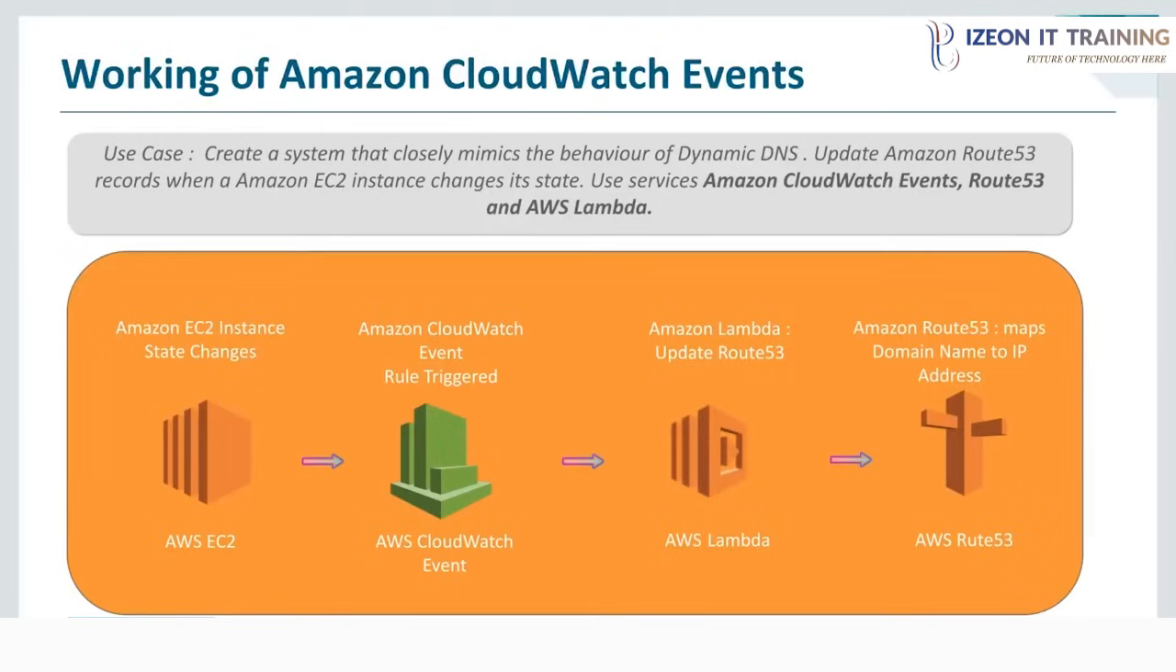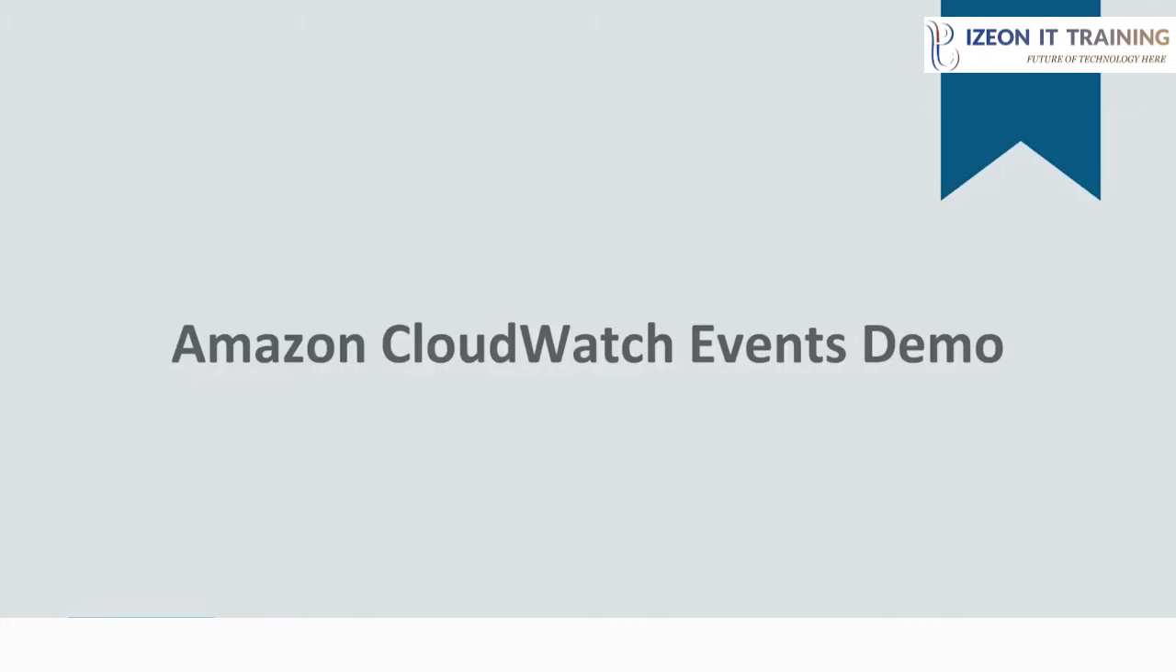So let's say you have an EC2 instance and you have terminated the instance. So Amazon CloudWatch events become aware of this and it triggers a Lambda function. And this Lambda function deletes the record from Amazon Route 53. Similarly, if you have created a new instance, again Amazon CloudWatch events become aware of this and it triggers a Lambda function, and this Lambda function creates a new record in Amazon Route 53. I hope you have understood what Amazon CloudWatch events is and what it does.